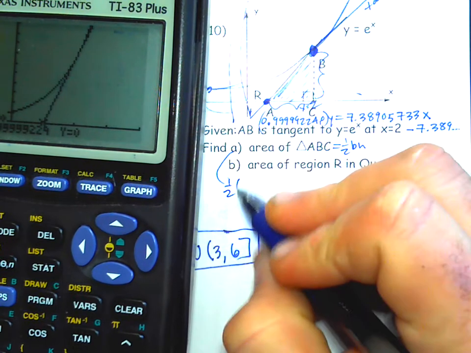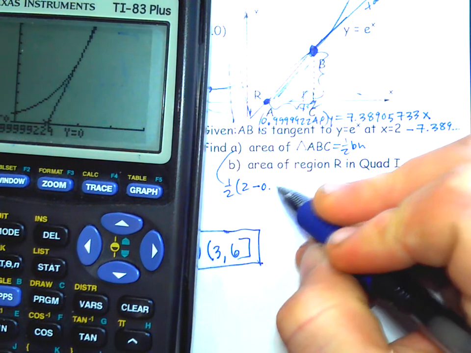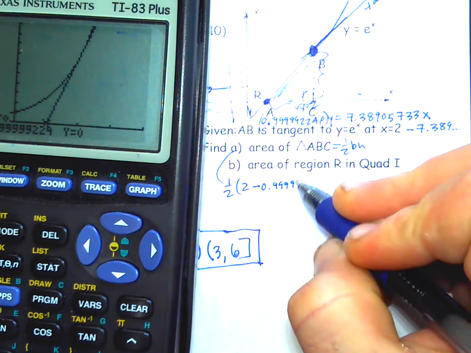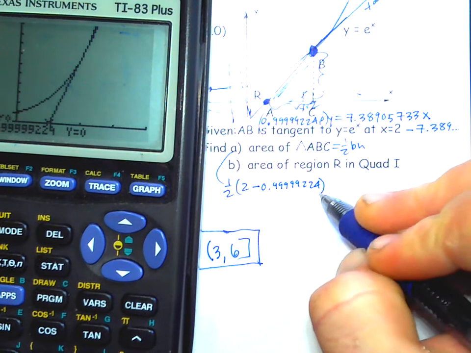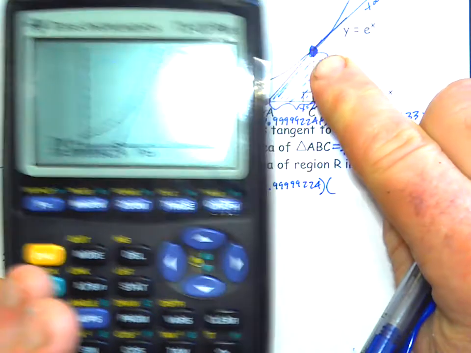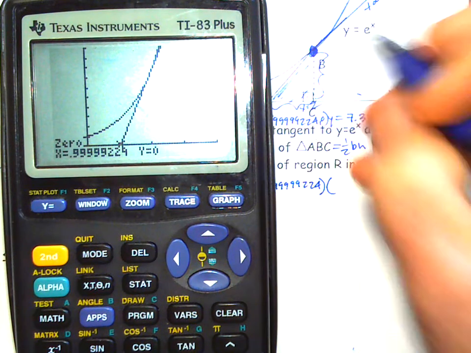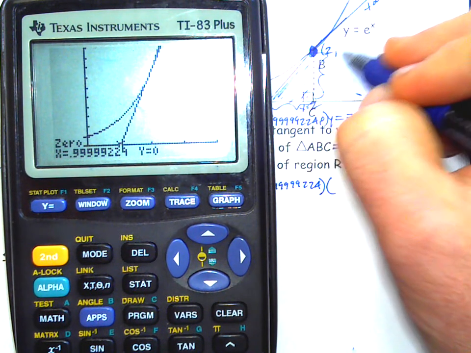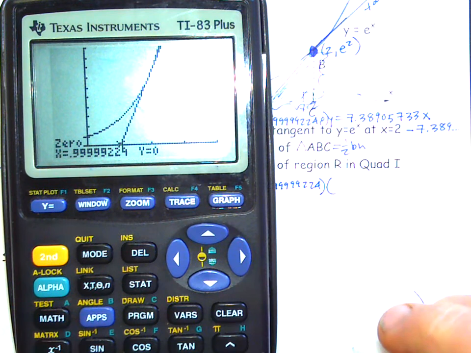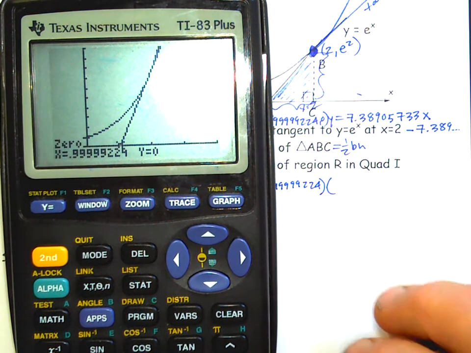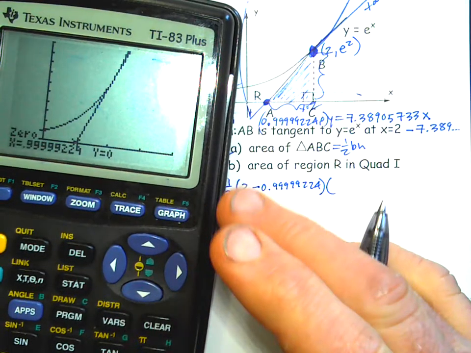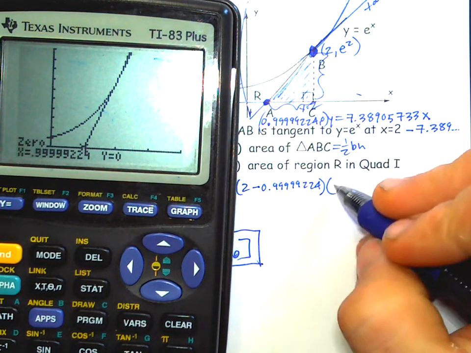The base would be 2 minus 0.999992224. The height is going to be the y value of this line, so we can plug that in. That's at x equals 2, so that's going to be e squared, right? It's going to be e squared. So we could just use that, e squared.